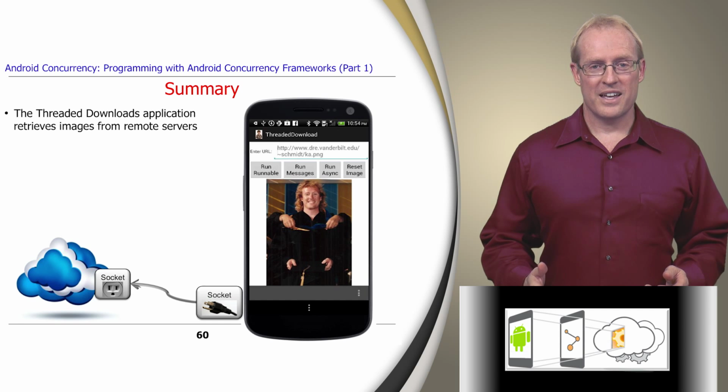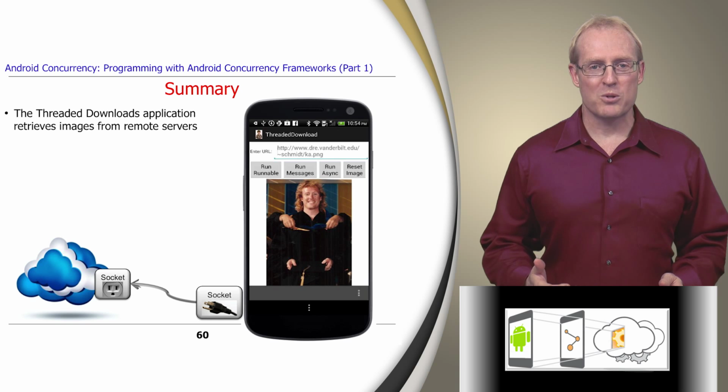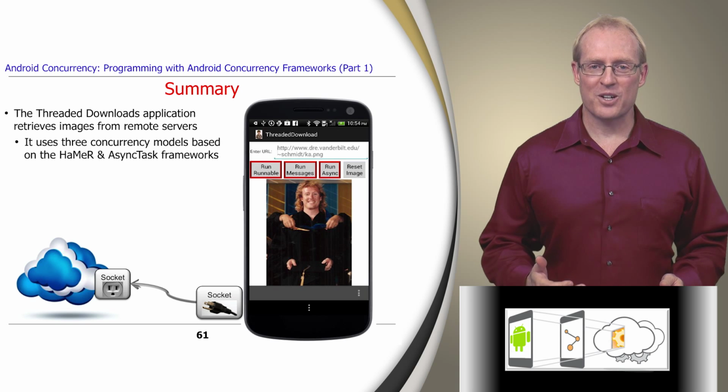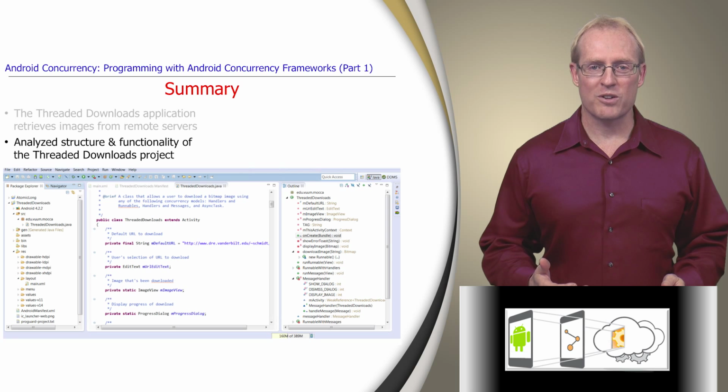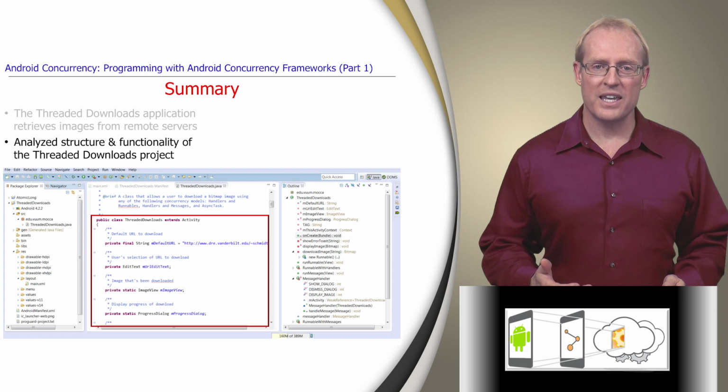In summary, the Threaded Downloads application displays images retrieved from remote servers using three different concurrency models based on the Android Hammer and Async Task Concurrency frameworks. This video analyzed the overall structure and functionality of the Threaded Downloads project, outlining key elements in its Android manifest and resource files, as well as explaining several key data members and methods in the Threaded Downloads class itself.